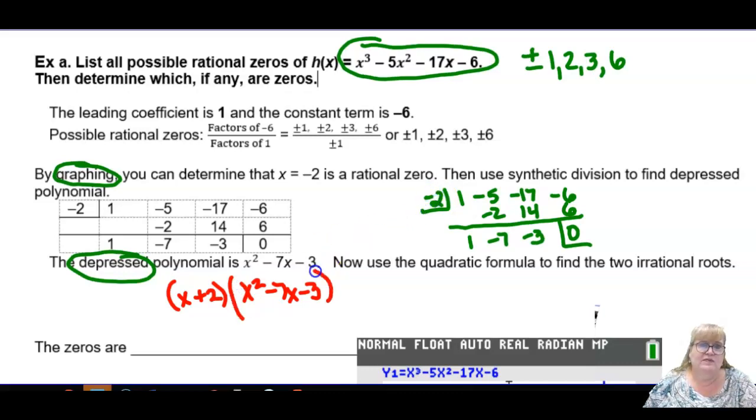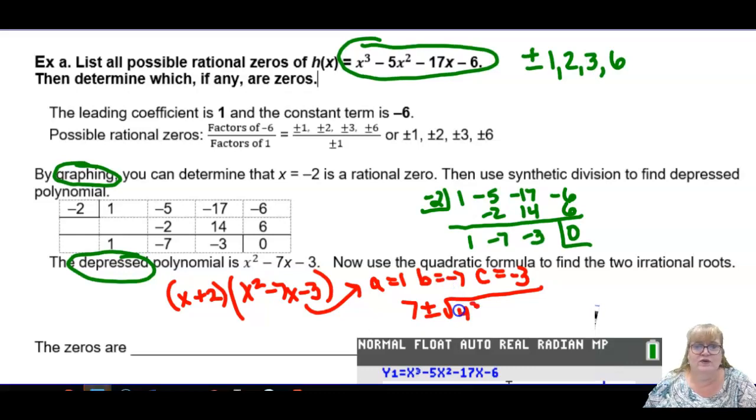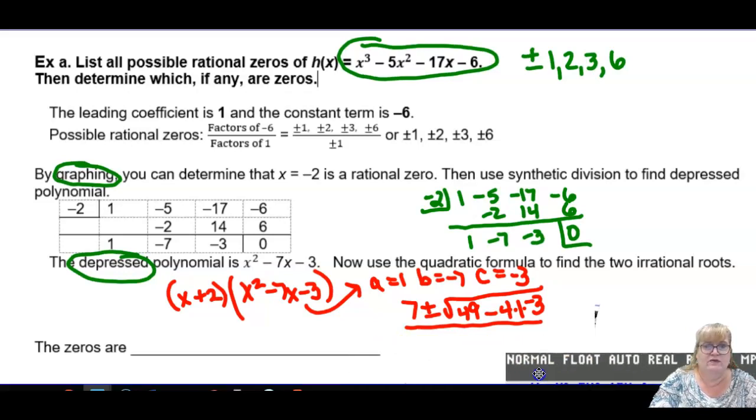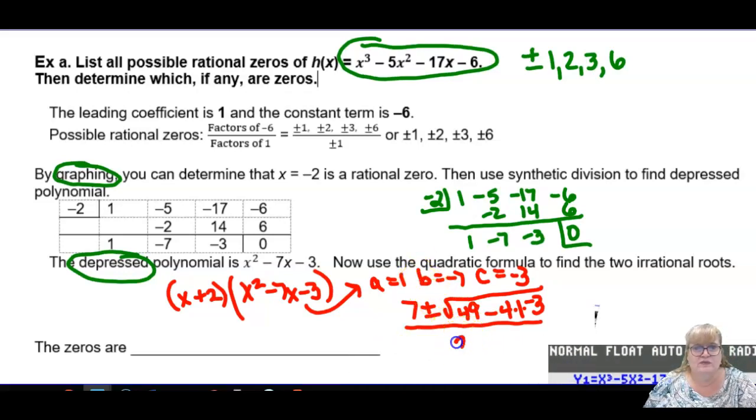Now, the problem is this doesn't factor any further, and we have to use the quadratic formula to find the 2 remaining zeros. So we have a is 1, b is -7, and c is -3. Opposite of b would be 7 plus or minus the square root of. All right, we're supposed to square -7. Can I just write 49? Because that's what -7 squared is. And then it's -4 times 1 times -3, which is going to turn out to be plus 12, all over 2 times 1, or 2.